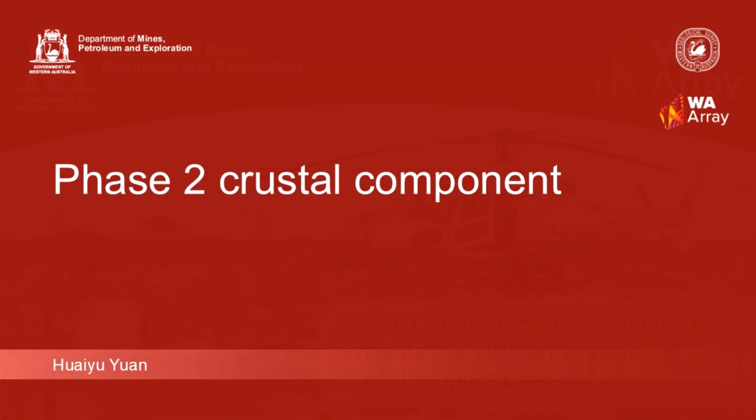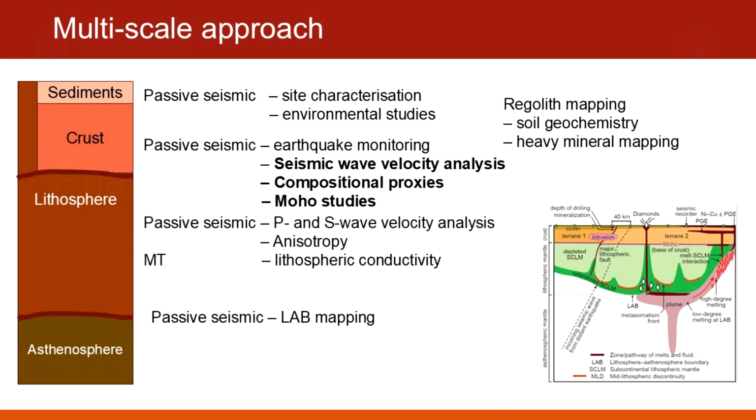All right, so I am going to cover the crustal component of the WArray phase 2 models. As you have seen from Ruth, WArray is really about cross-scale modeling of data collecting and modeling of the whole WA's lithosphere. The way we do this is, as you just have seen from Reza and Robert, they're covering the uppermost part of the crust. And now I'm doing the whole crust and then pushing this slightly below the Moho.